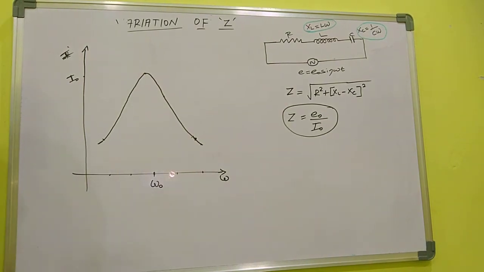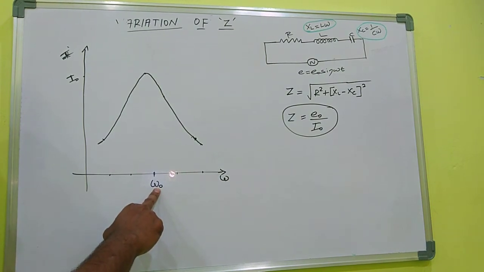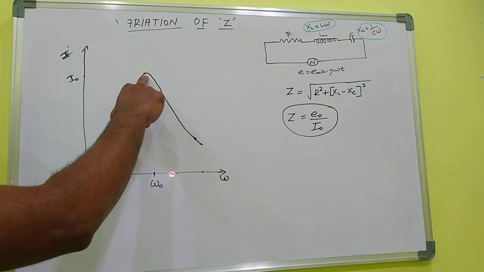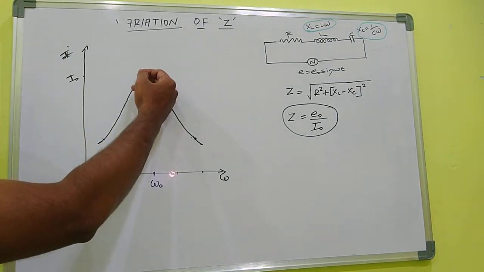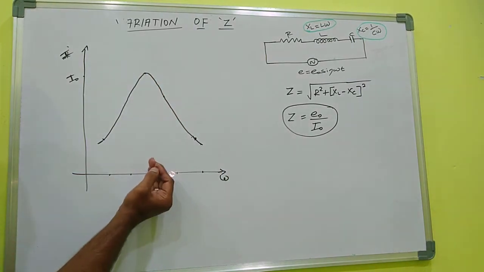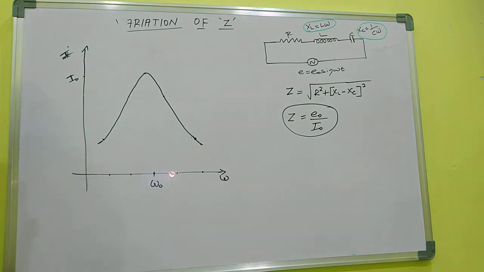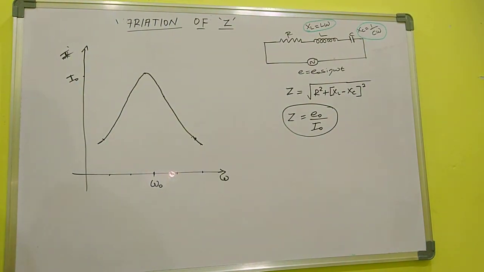What this graph shows is that when we apply a frequency equal to the natural frequency, the impedance is minimum and the current goes to its peak value. Otherwise, the current will be less. The current goes down whenever we decrease or increase the applied frequency. That is the thing we learn from this diagram.